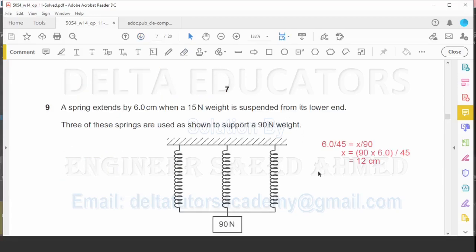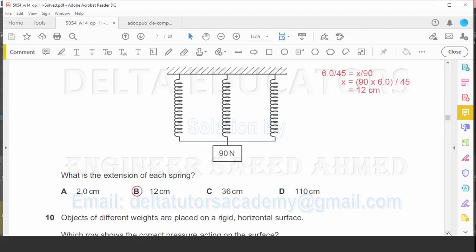Question number 9. A spring extends by 6 centimeter when a 15 Newton weight is suspended from its lower end. Three of these springs are used as shown to support a 90 Newton weight. What is the extension of each spring?